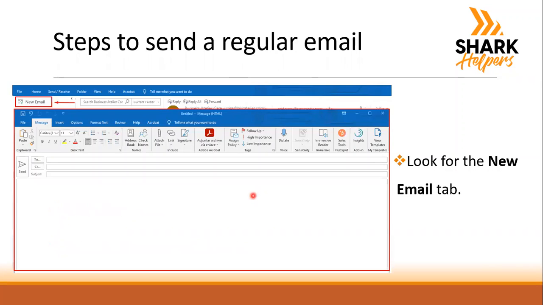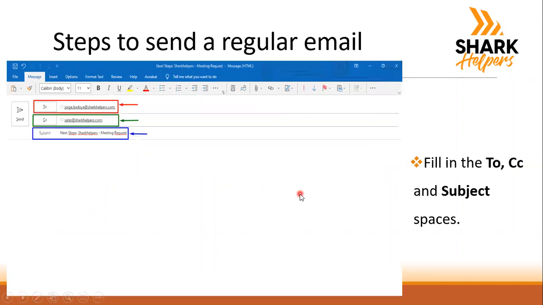Steps to send a regular email. So the first thing you need to do is to look for the new email tab, which appears right here. Then you need to fill in the To, CC and Subject spaces. The To is the main person or people that are going to receive the email.